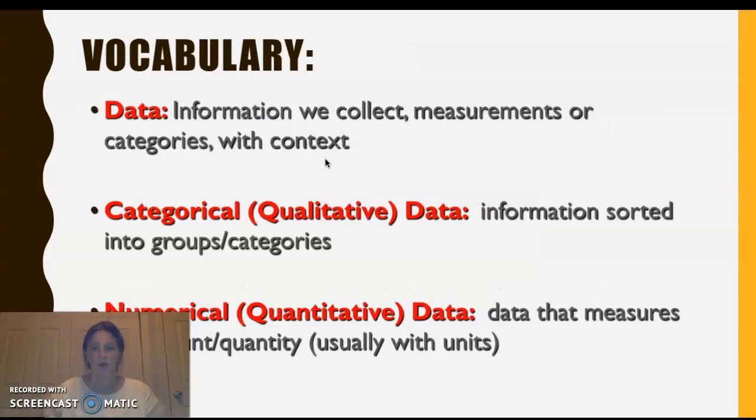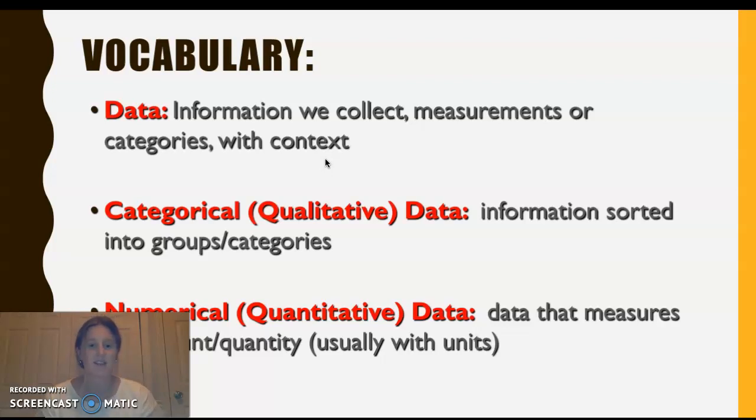Here's some important vocab. Obviously we're talking about data, so we need a definition here. This is not useful if we don't have it. Data is information we can collect, measure, measurements or categories, and they have a context. So numbers with a context, right? We need that context. For example, we could talk about the number of games you went to last week or the number of minutes you practiced the piano, right? But these numbers need a context.